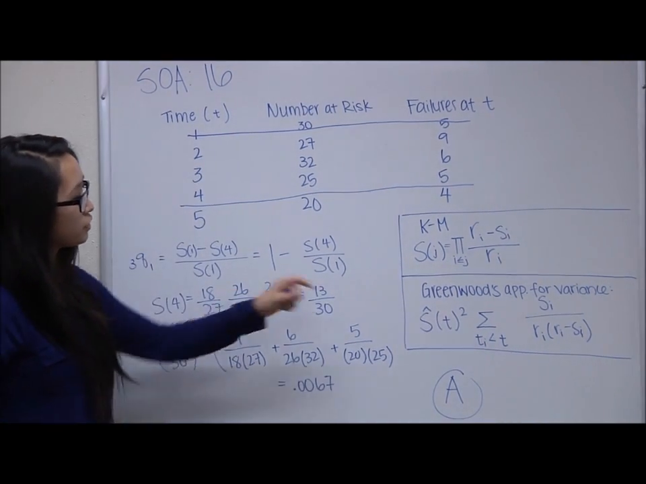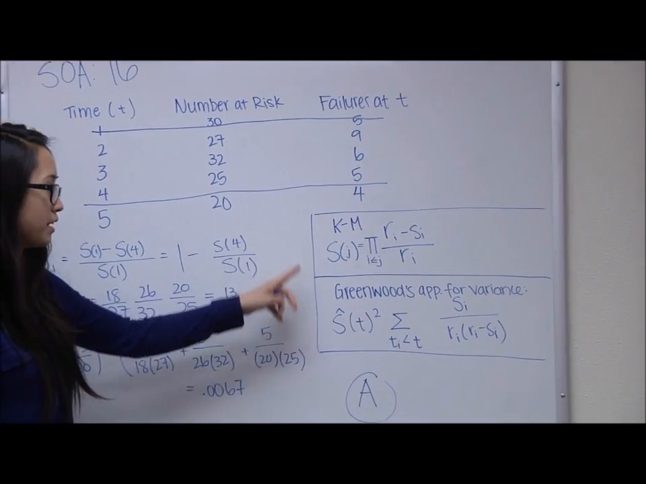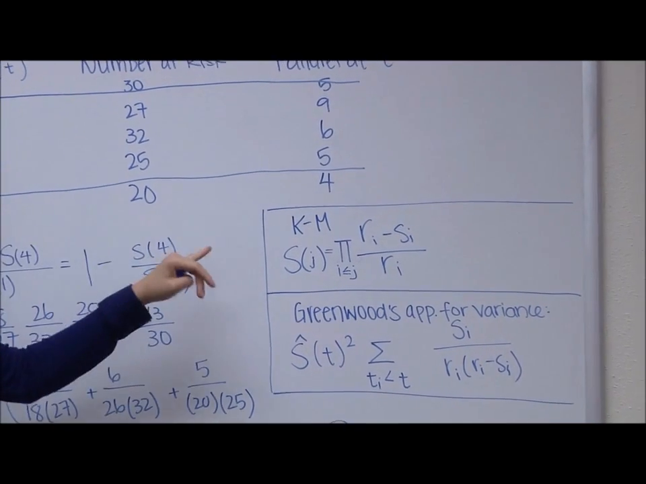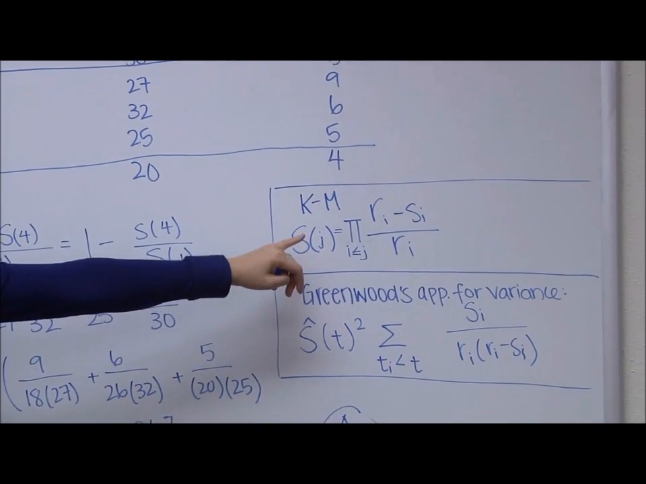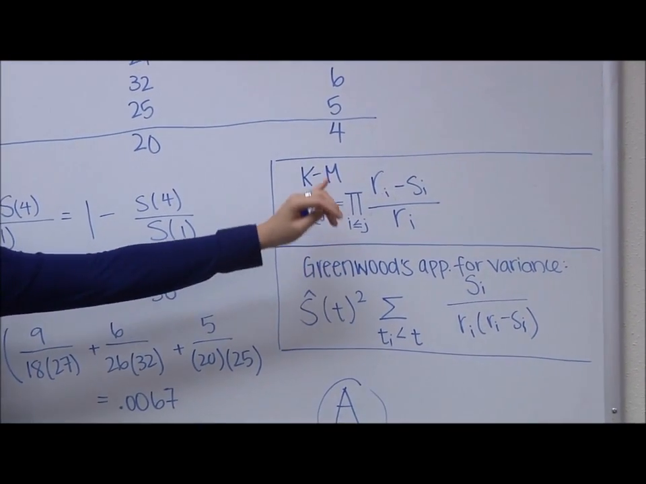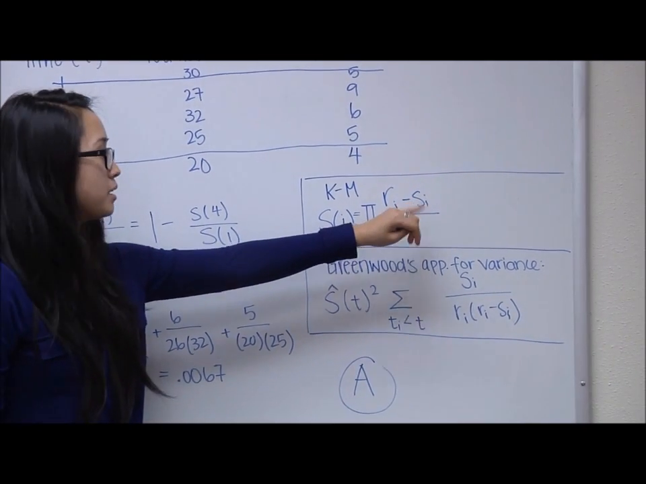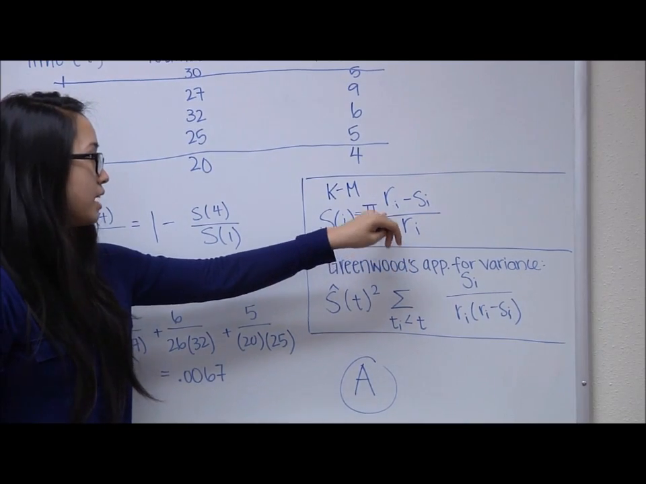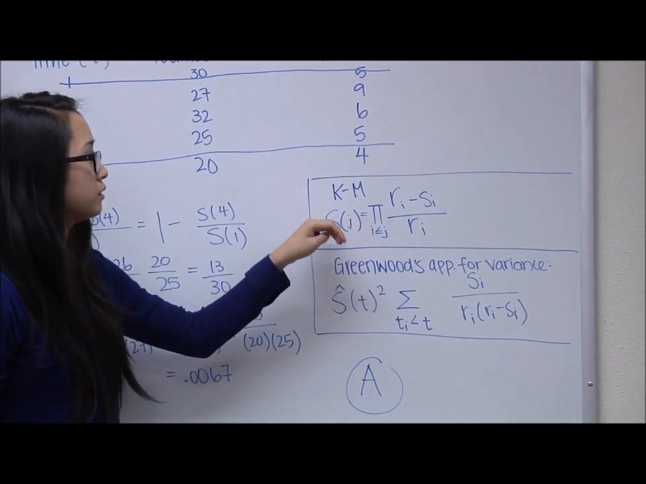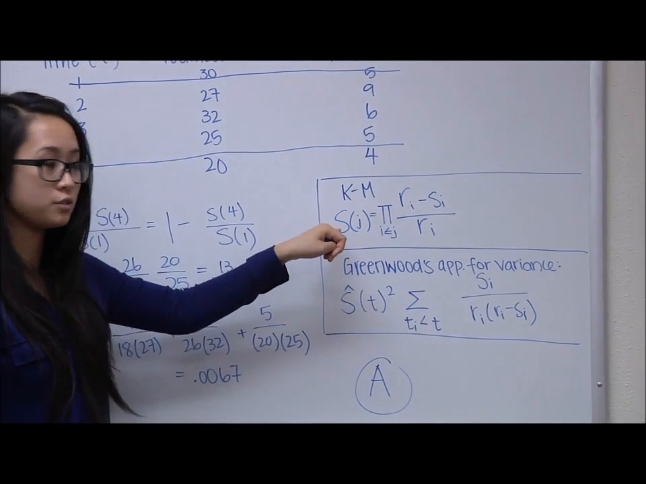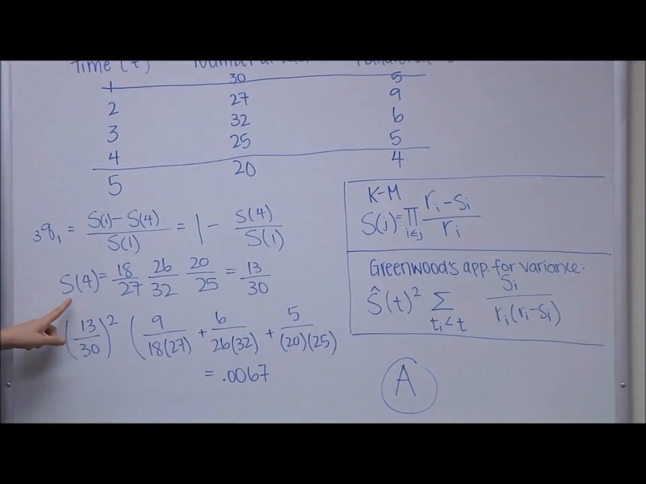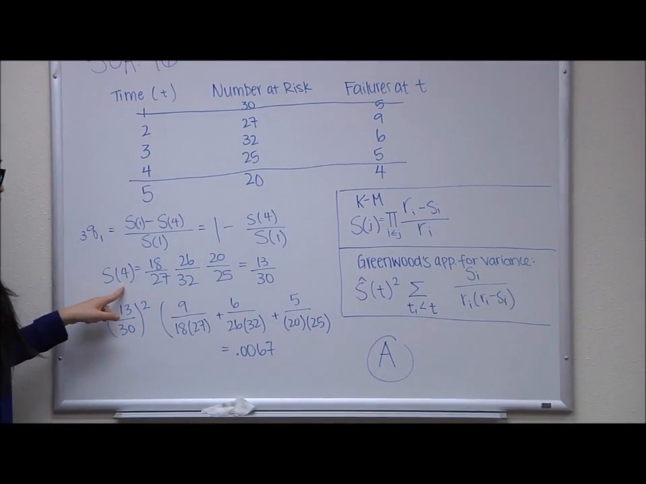So if we look over here at the formulas for Kaplan-Meier and Greenwood's, we see that for Kaplan-Meier, S of j is equal to the product of your risk set minus the number of failures at that time, divided by your entire risk set. And you take the product of that all the way until you get to the time t that you want. So here you're trying to estimate the survival function S of 4.